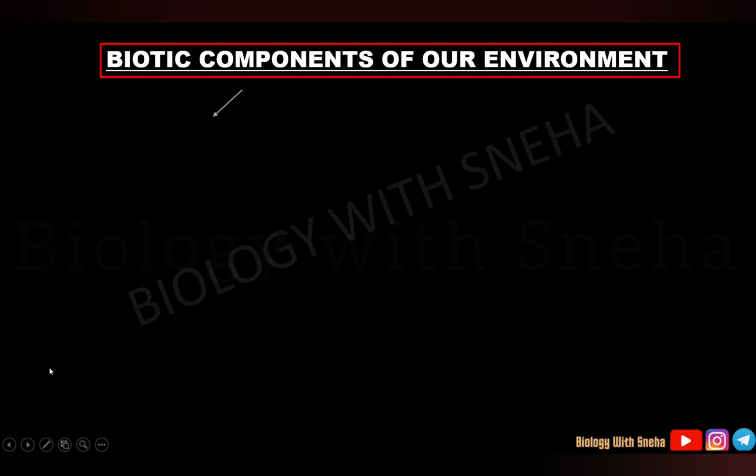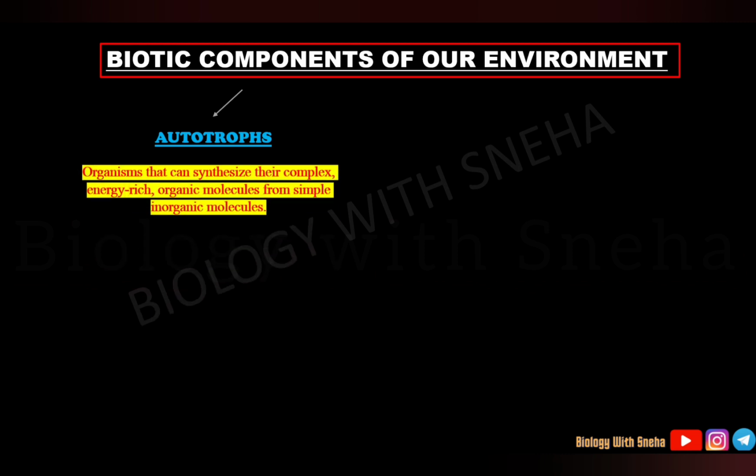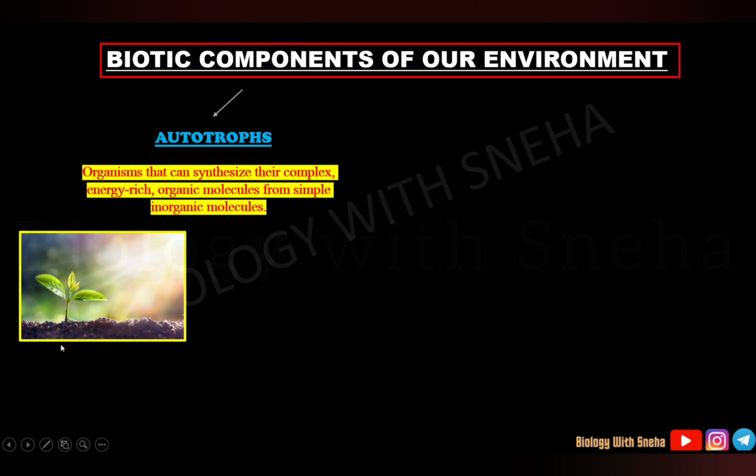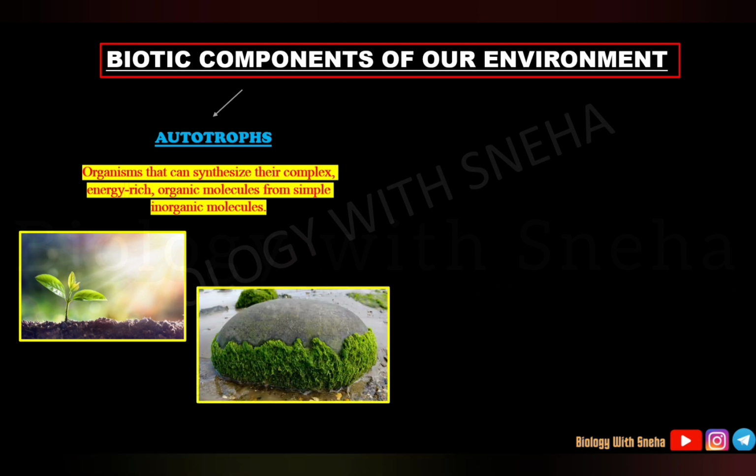We could classify the biotic components of our environment into two. One would be the autotrophs. So what are autotrophs? Autotrophs are the organisms which can synthesize their own complex, energy-rich organic molecules from very simple inorganic molecules. So this would be a way to define autotrophs, and a few examples could be plants and algae.